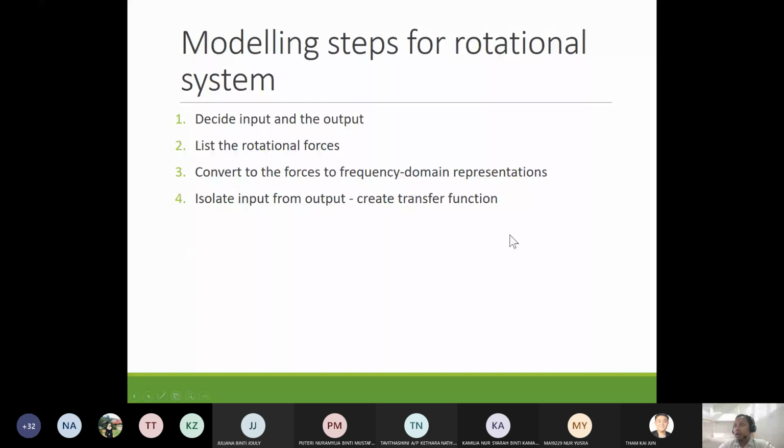So for rotational system, the modeling steps are the same as translational motion. Firstly, we need to decide the input and output, and then we need to list all of the forces by drawing the free body diagram, and then we need to convert the forces into frequency domain, and lastly, we need to find the transfer function by isolating the input from output.